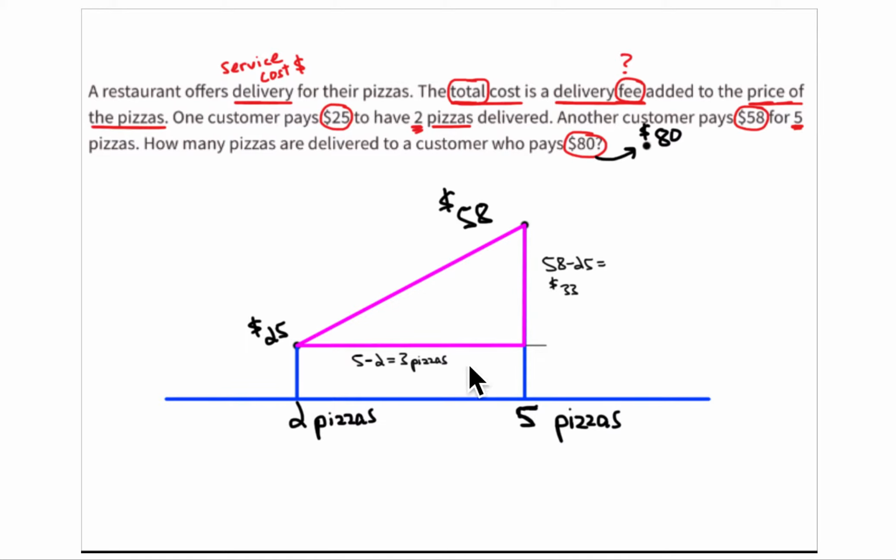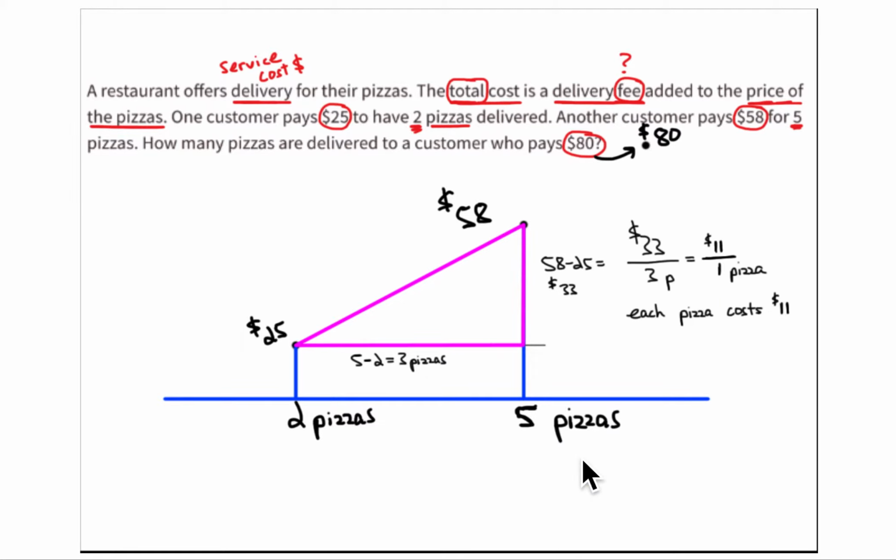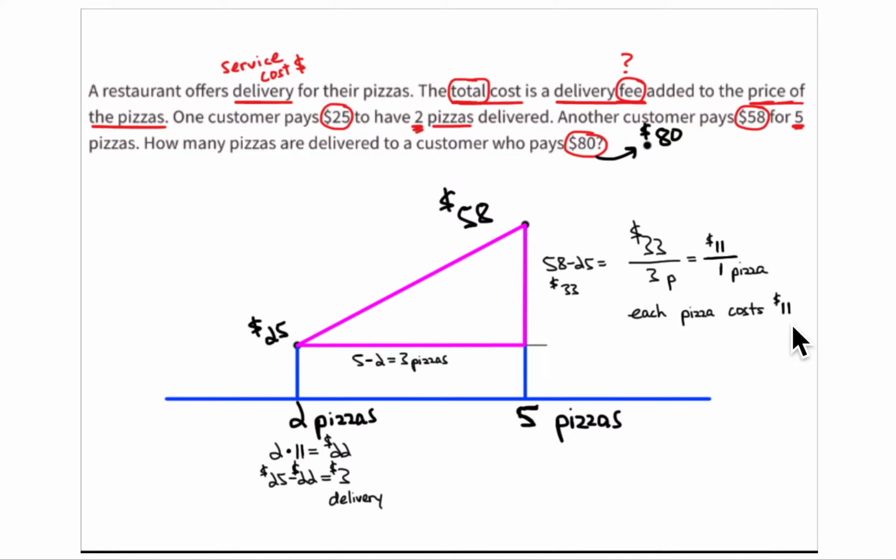So what's the cost for 1 pizza? That's the slope, or the rate of change, or the unit rate. So it's $33 for 3 pizzas. That means if you divide that $33 among those 3 pizzas, you're paying $11 for a single pizza. So each pizza costs $11. All right, so how much does it cost for 2 pizzas with the delivery fee?